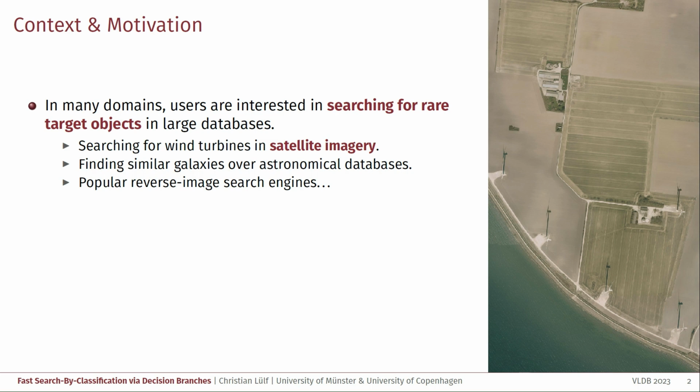Here, a user wants to find similar images to the provided input image in the large Google image database. What all of these examples have in common is that the objects of interest are often too complex to describe in terms of query predicates.